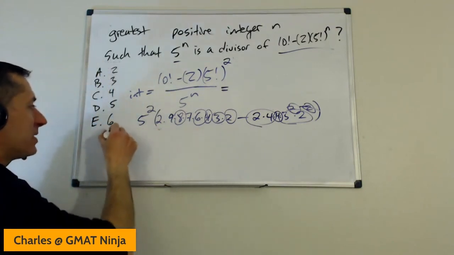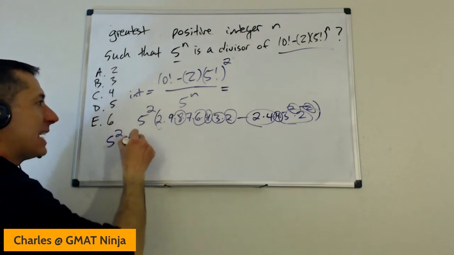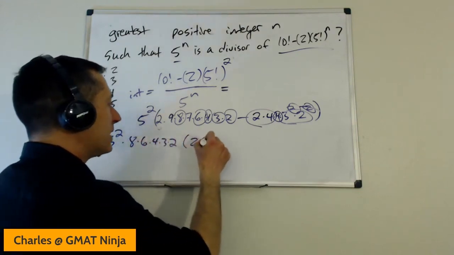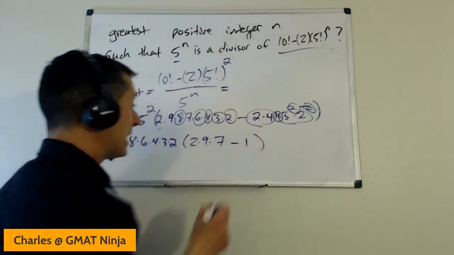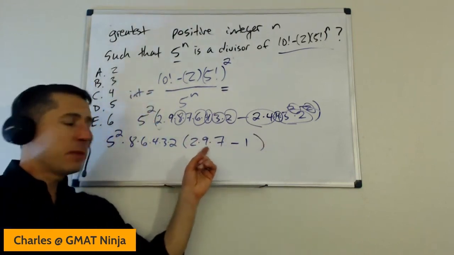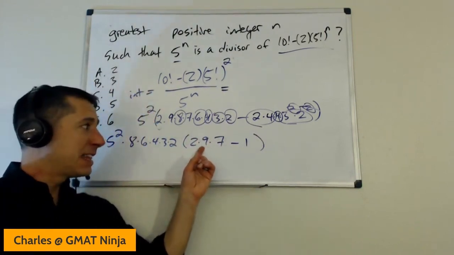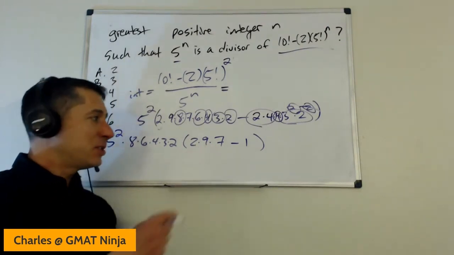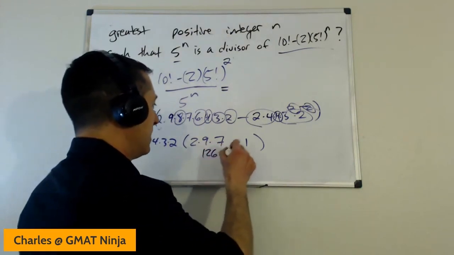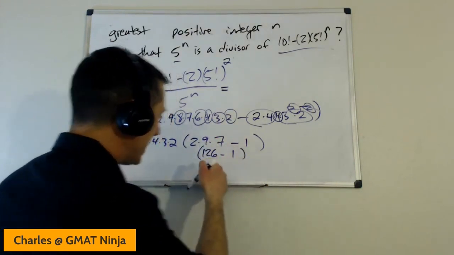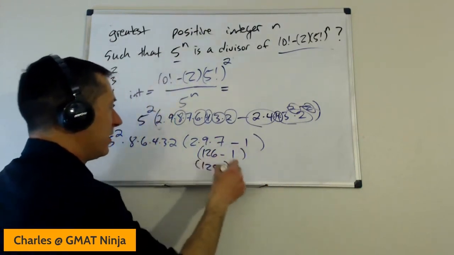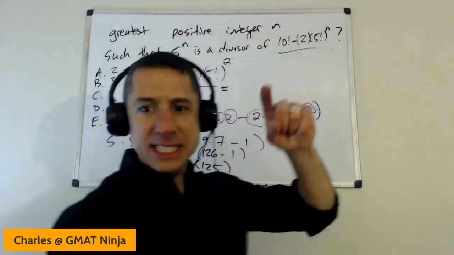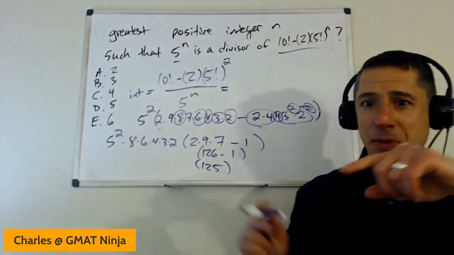So what we have here is 5 squared times 8 times 6 times 4 times 3 times 2. I'm sure there's a more elegant way to do it. What do I get? 2 times 9 times 7 minus 1, I believe. And now our question is, do we get a multiple of 5 here? And I think we do. 7 times 9, 63, times 2, 126, minus 1, that's 125. So once we break down this whole thing, and again, I'm sure that somebody can come up with a much, much better way to do this.